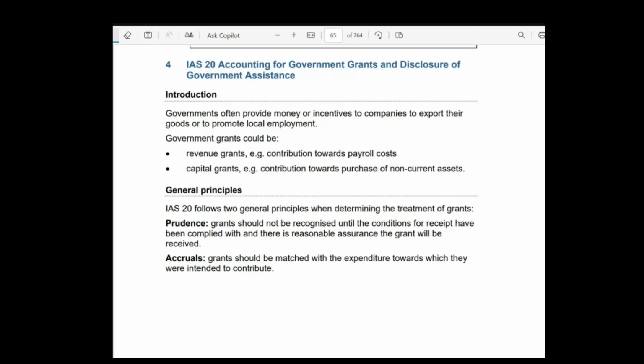Okay, student. Our next topic is IAS 20, accounting for government grants and disclosure of government assistance. So what are government grants in other countries like Europe, USA, or Canada? They provide facilities to their companies if they start any specific business, or if the government associates any facilities. So they will provide grants.